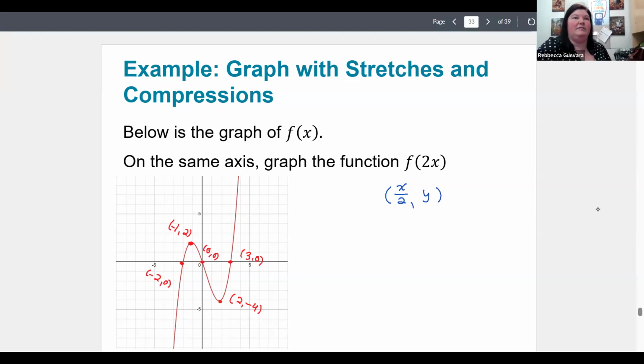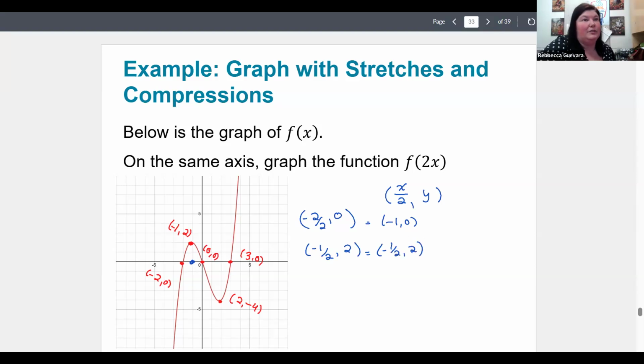So what we're going to see here, we'll start out with this point and go across. The -2, 0, what's going to happen is that x component is going to get divided by 2. So that's now going to become -1, 0. So it moves in here. That point we have at -1, 2, the x component gets divided by 2. So that's just going to be -1/2 and 2. So it moves in here.